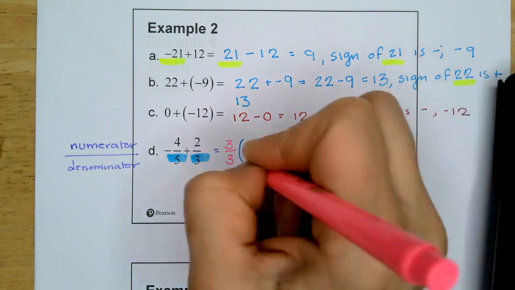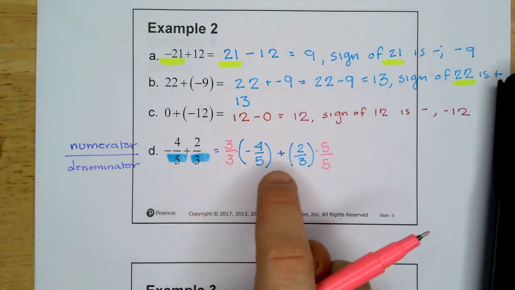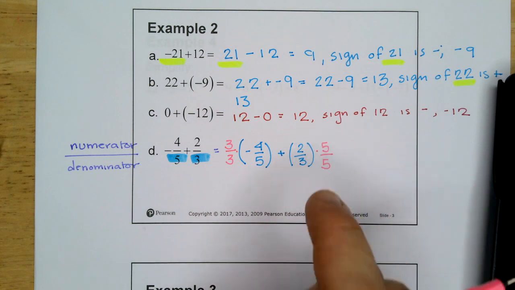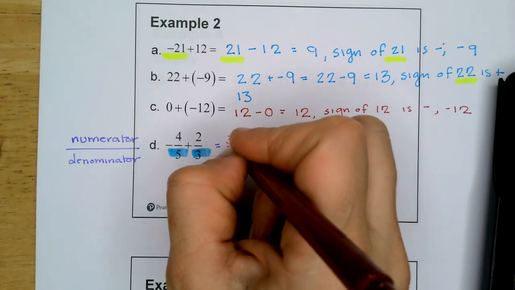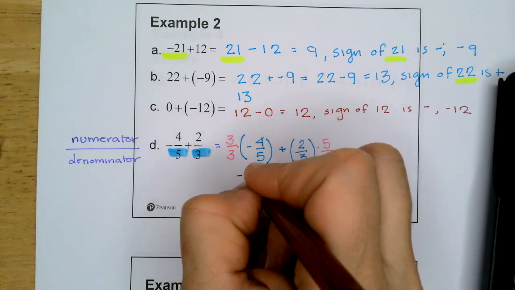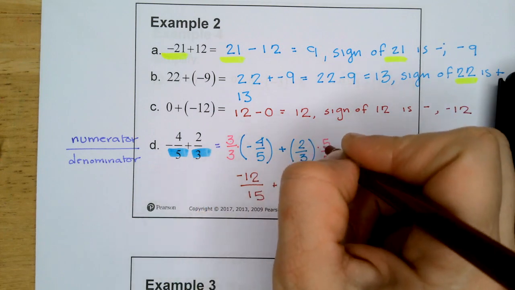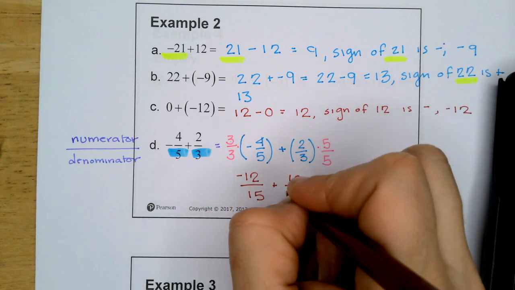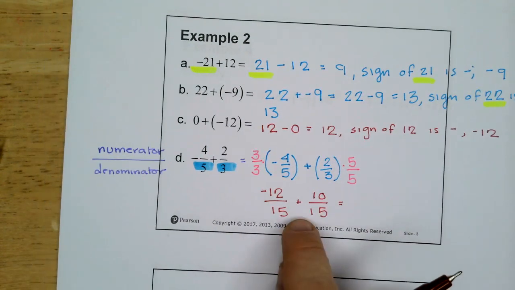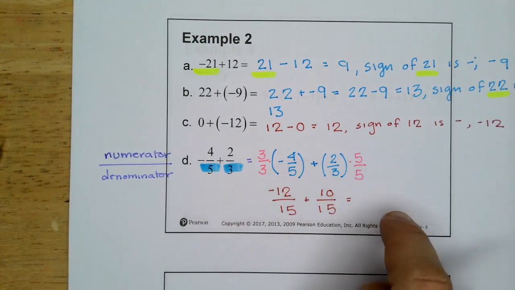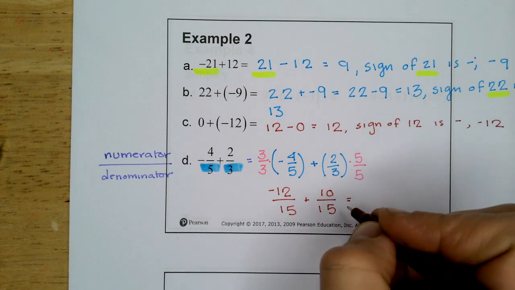So here we're taking -4/5, multiplying it by 3/3. Here we're taking +2/3 and we're multiplying it by 5/5. What do we get? We get straight across. 3 times -4 is -12. 3 times 5 is 15. 2 times 5 is 10. 3 times 5 is 15. Is that okay? If not, feel free to Google how to add fractions. There are better videos, better math teachers than me who can help you.